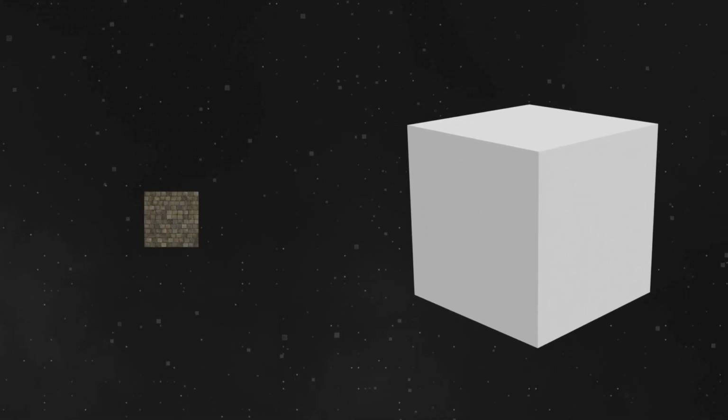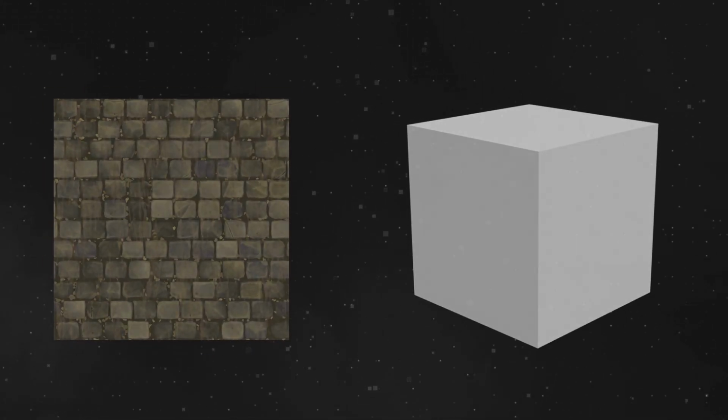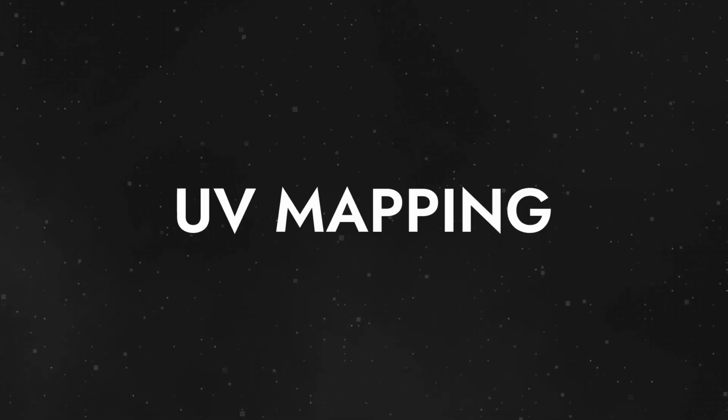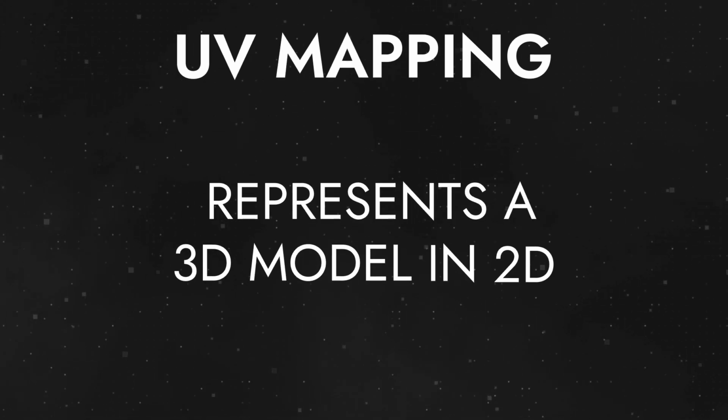You have a model, and you have a texture that you want to apply to it. The question is, how do you apply the image onto a 3D object? The answer is UV mapping. It allows you to represent a 3D model in 2D space.